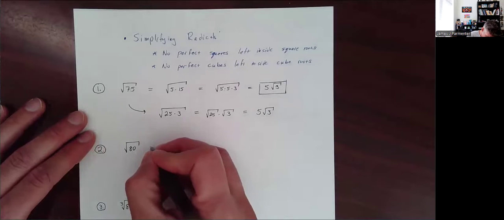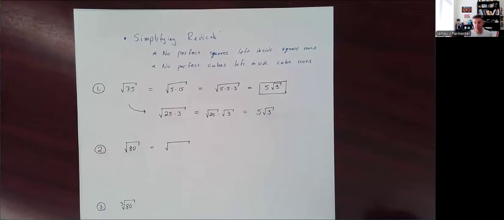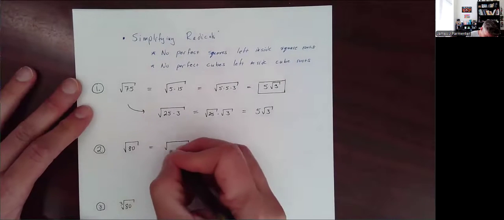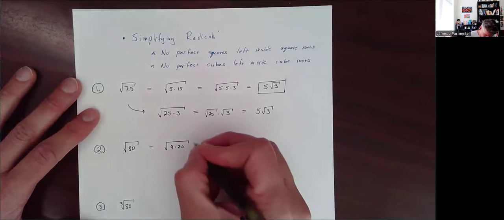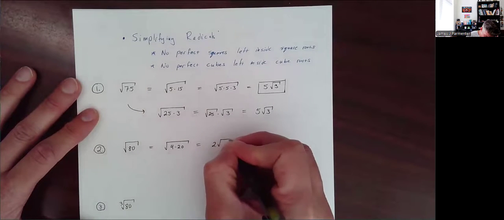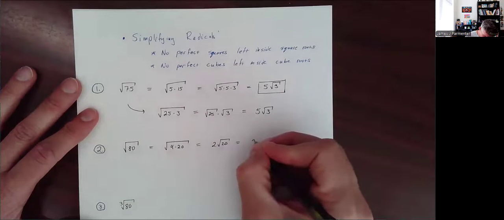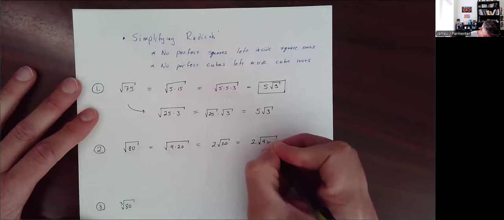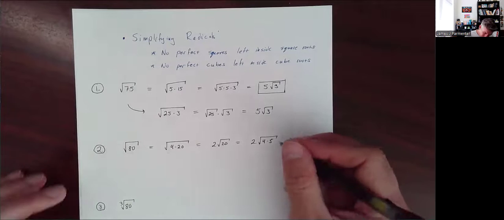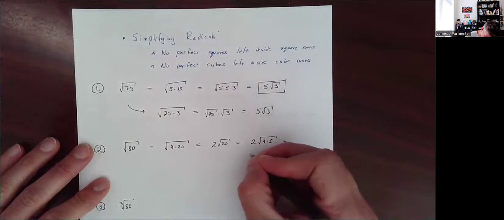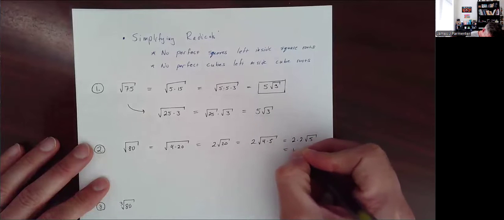So 80, again, I'm going to start factoring. I'm going to see a square factor of 4. I'm going to think of 80 as 4 times 20. And then I could even write that as 2 root 20. But then 20 can be factored further. 20 is equal to 4 times 5, and the square root of 4 is 2 again. So I really have 2 times 2 times the square root of 5, which is 4 root 5.